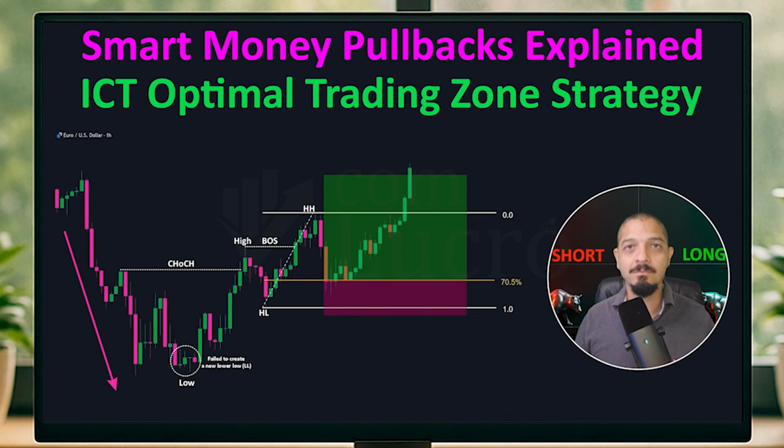Understanding how the power of three works reinforces everything you learn about ICT's optimal trading zone and optimal trade entry. Both frameworks are built around liquidity, inducement, and the way price engineers pullbacks before continuation. When you study them together, you stop seeing isolated setups and start recognizing a complete framework for timing entries with greater structure, precision, and confidence.